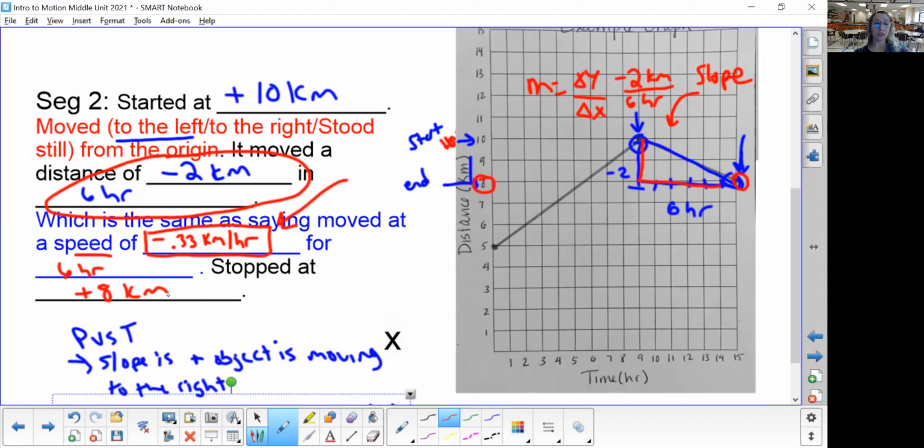Now, simplifying, this object moved to the right, positive 5 kilometers in 9 hours. It was probably not you, it's probably a turtle or something. It then turned around and started moving back the way it came for the next 6 hours. It did it at a slower pace even, and it moved 2 kilometers in 6 hours, okay? It's breaking each segment down. Just want to pause. Any questions?